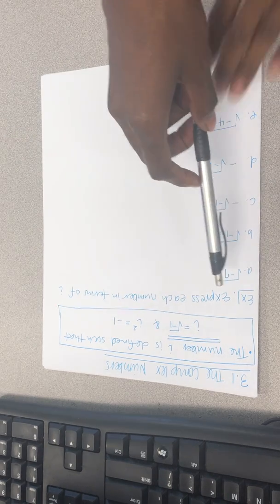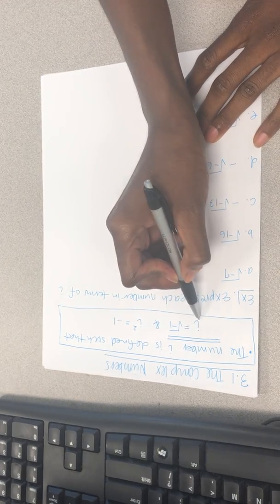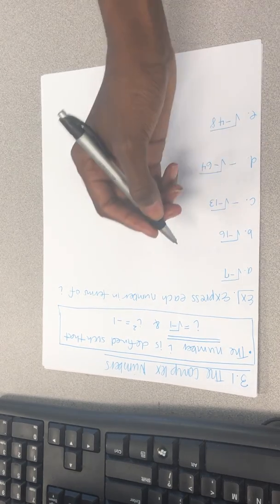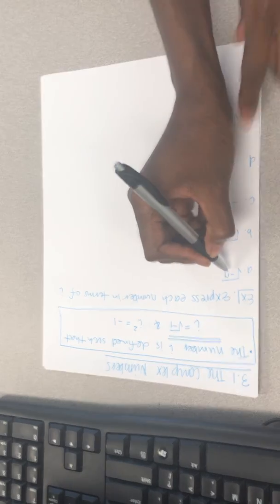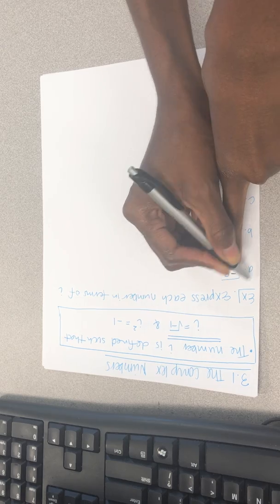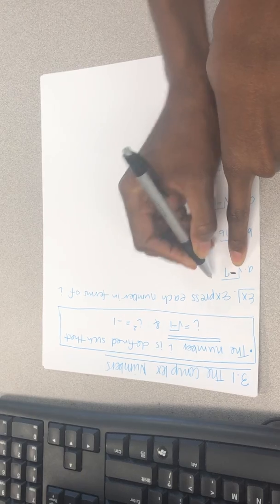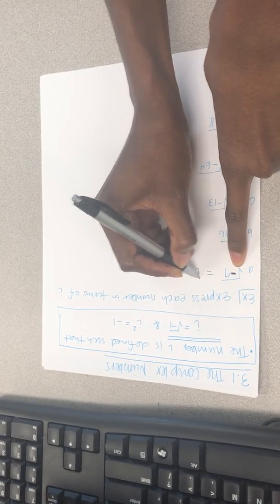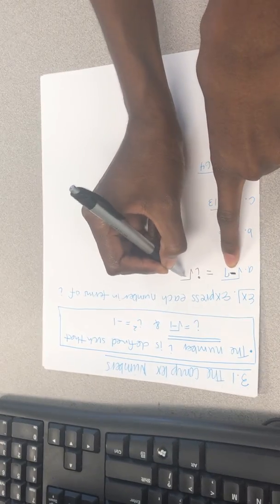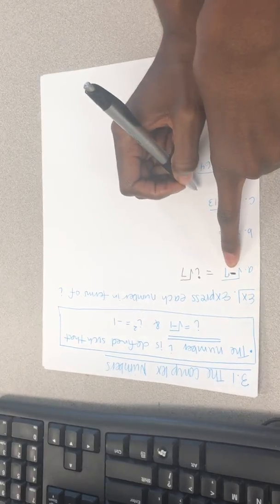Okay, so let's look at example 1. We want to express each number in terms of i. So we know that i is equal to the square root of -1. Whenever you have a negative underneath the square root, you can pull it out and let it be equal to i. Once you've written the i, you just get rid of the negative. So then we'll have root 7. Perfect. And that would be simplified.